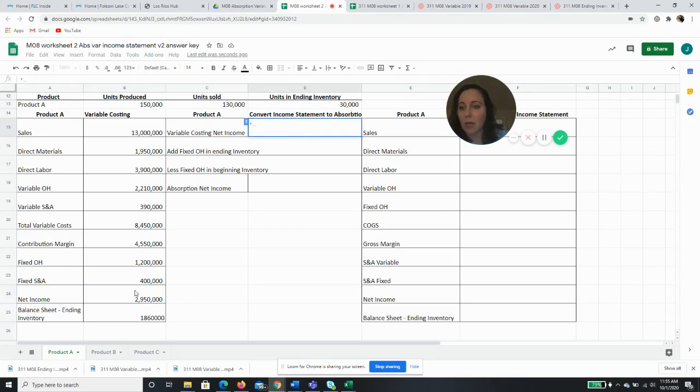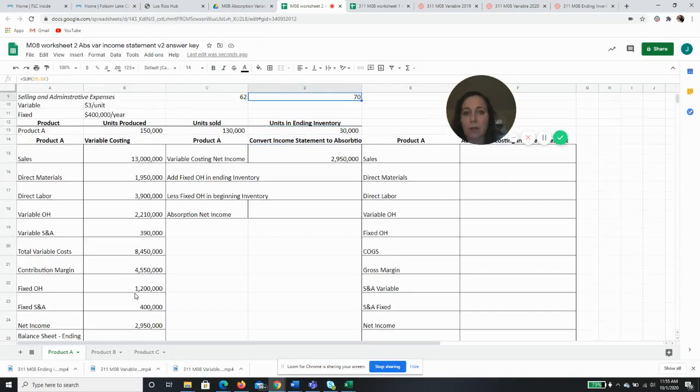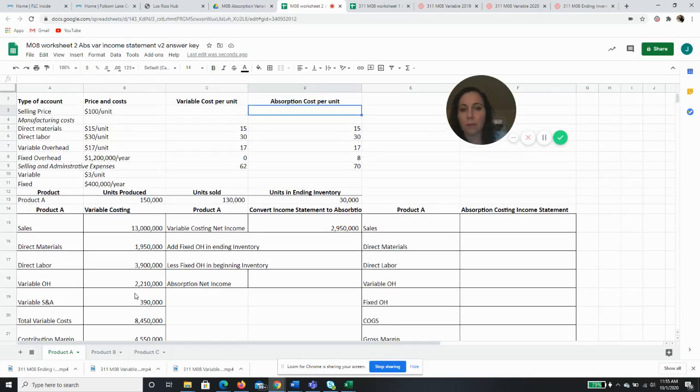All right. So if we're going to convert our variable net income to absorption net income, we're going to start with our variable costing net income, which was 2,950,000. We're going to add back our fixed overhead that's in ending inventory. So let's go up here. In ending inventory, we have 30,000 units, and we're going to multiply it by the fixed overhead that's in ending inventory under absorption, which is going to be this $8 per unit. Then we're going to subtract from that the number of units in beginning inventory times that fixed overhead that would be sitting in absorption.